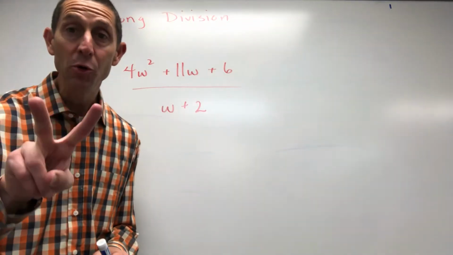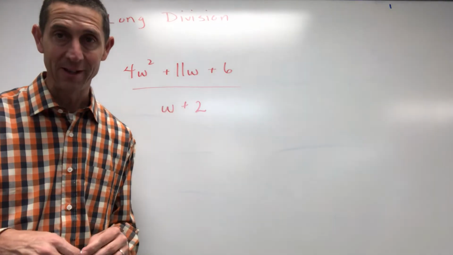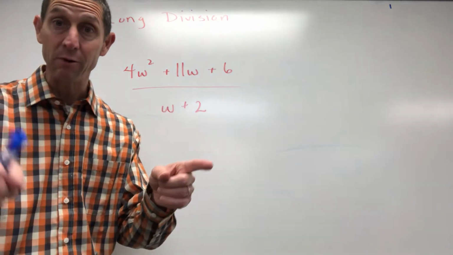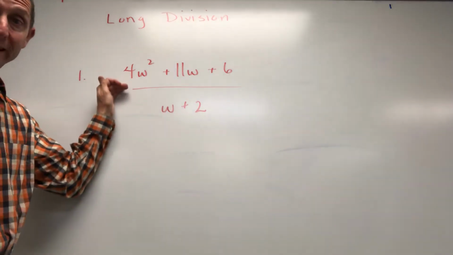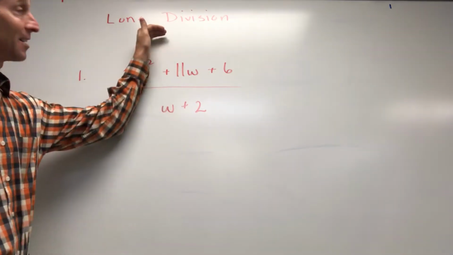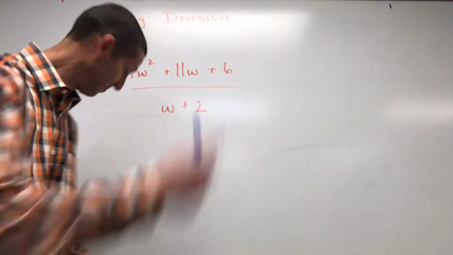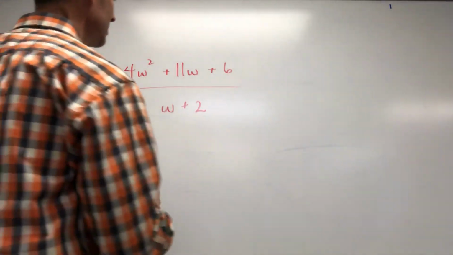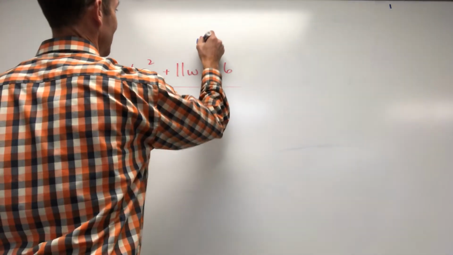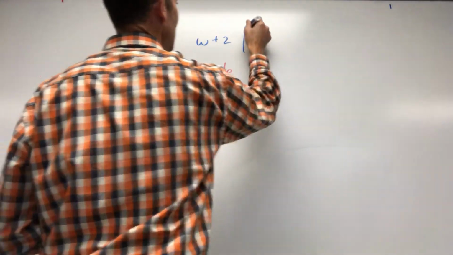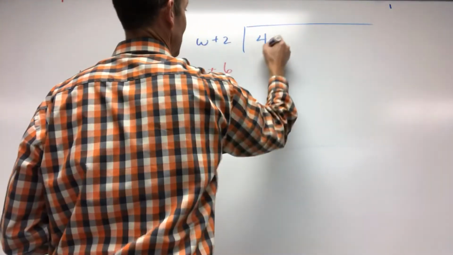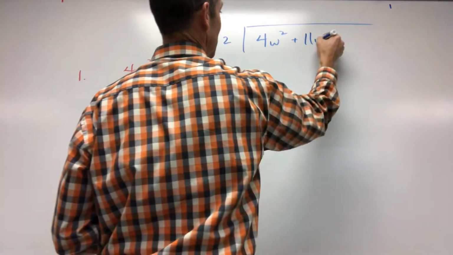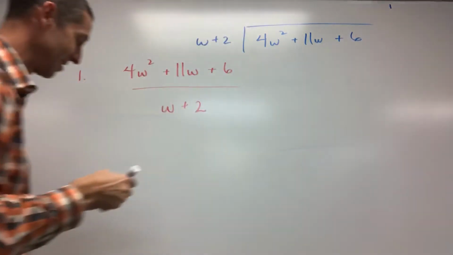All right, we got two levels of long division. We're going to start with the easier one first. So we have this divided by that. Got to set it up as long division. Let's do this. So we're grabbing this w plus 2, long division, 4w squared plus 11w plus 6.